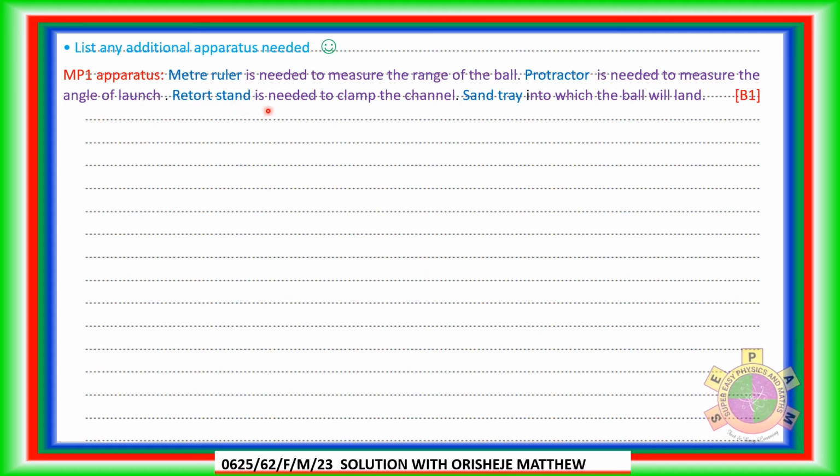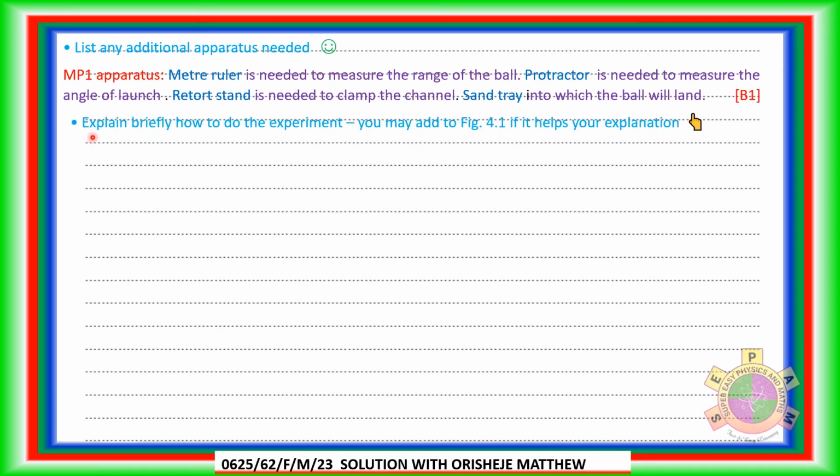Then a retort stand used to clamp the channel to a position. Then a sand tray which the ball will land into, so that you can use it to know where the ball drops precisely, and you can measure the range. So for stating this, you have your first mark.